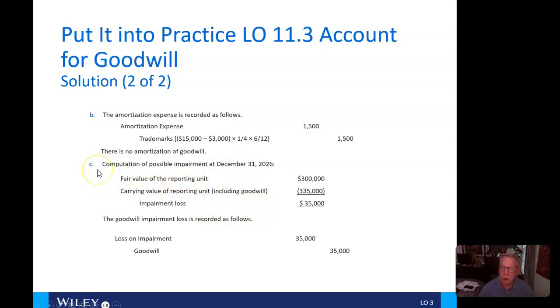So if we compute the possible impairment at the end of 2026, the fair value was $300,000. However, the carrying value, including goodwill, was $335,000. So now we have an impairment loss of $35,000. You'll notice that, yes, we have a debit to loss on impairment of $35,000, but the credit is a reduction of goodwill by $35,000. All right.